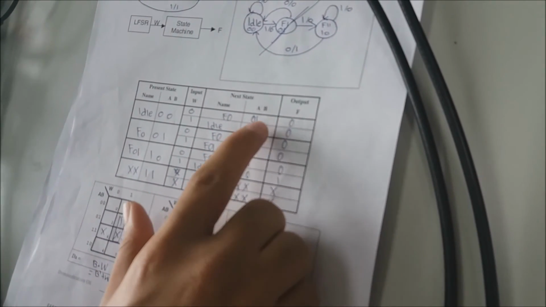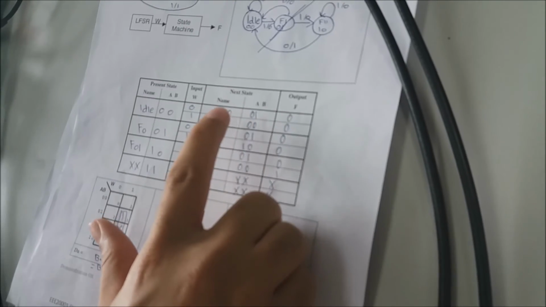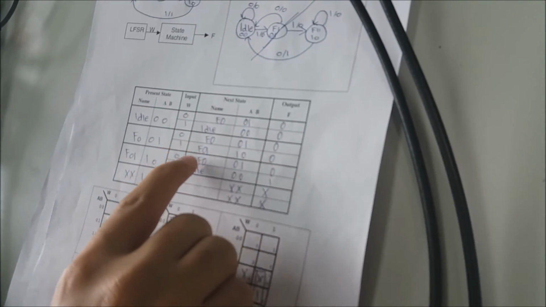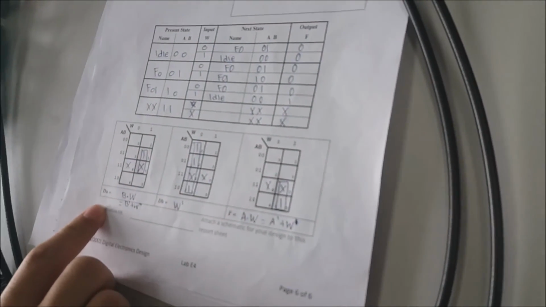So this is the AB. 00 represents idle, 01 represents F0, 10 represents F01, and don't care represents the don't care. So this is the truth table that we came up with for the input of our part 3 circuit.